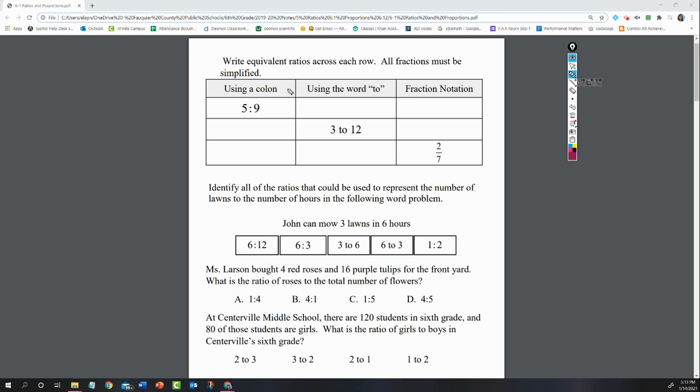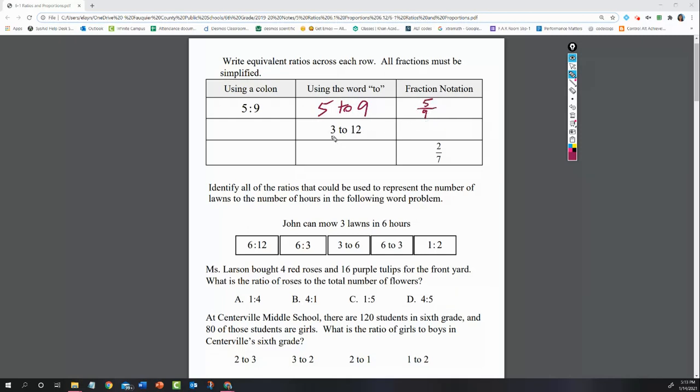When we're working with ratios, there are three different formats that we can use. One is using a colon, one is using words like the word "to", and the other is writing it in fraction notation. So if I wanted to write an equivalent ratio for 5:9, I could write 5 to 9. Or as a fraction, I can write it 5/9.